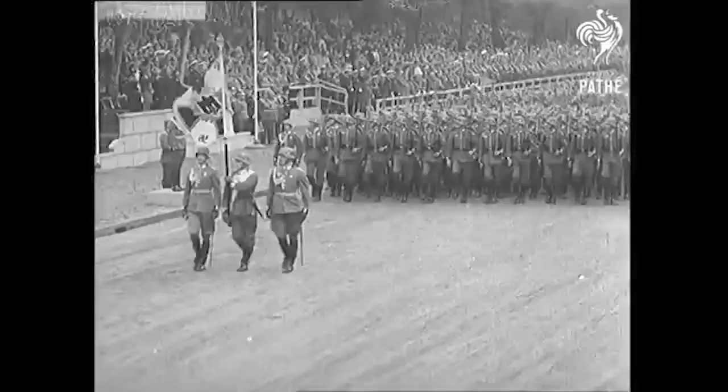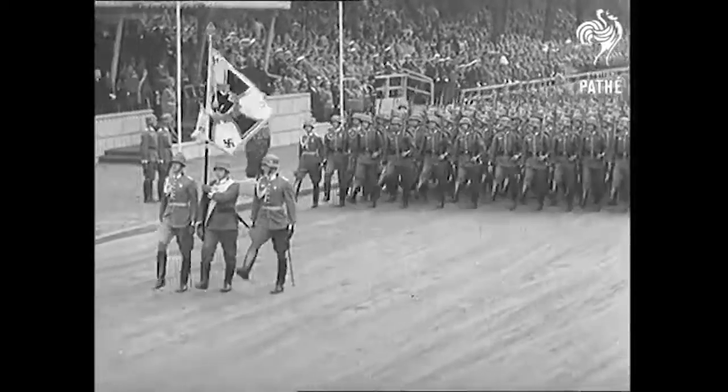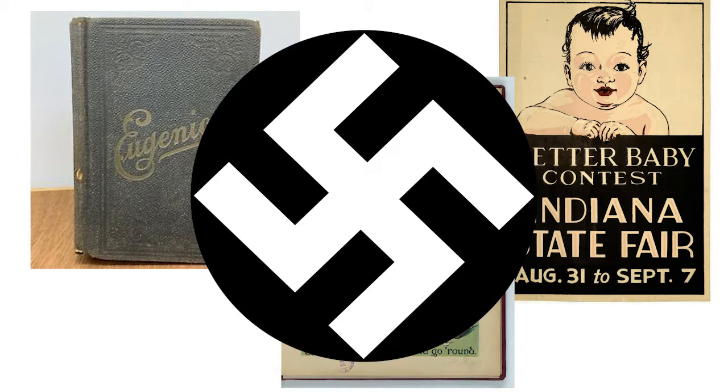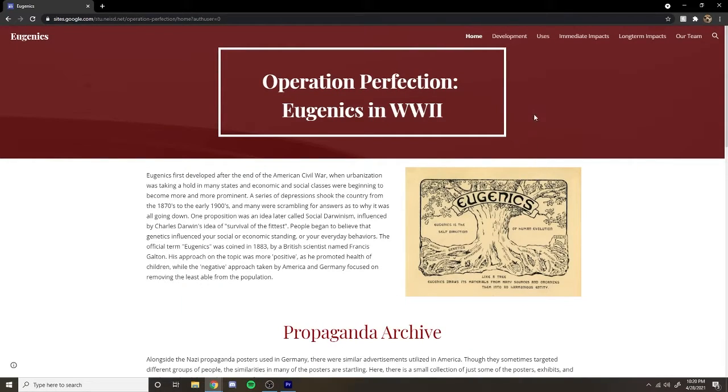Many people who know of eugenics may not at first realize that the movement originated in the United States, and the ideas were merely adopted by Nazi Germany. As eugenics was popularized in magazines, books, and posters and other media in America, it would later appear in propaganda posters and silent films in Germany. With that, we'll move on to the next page.